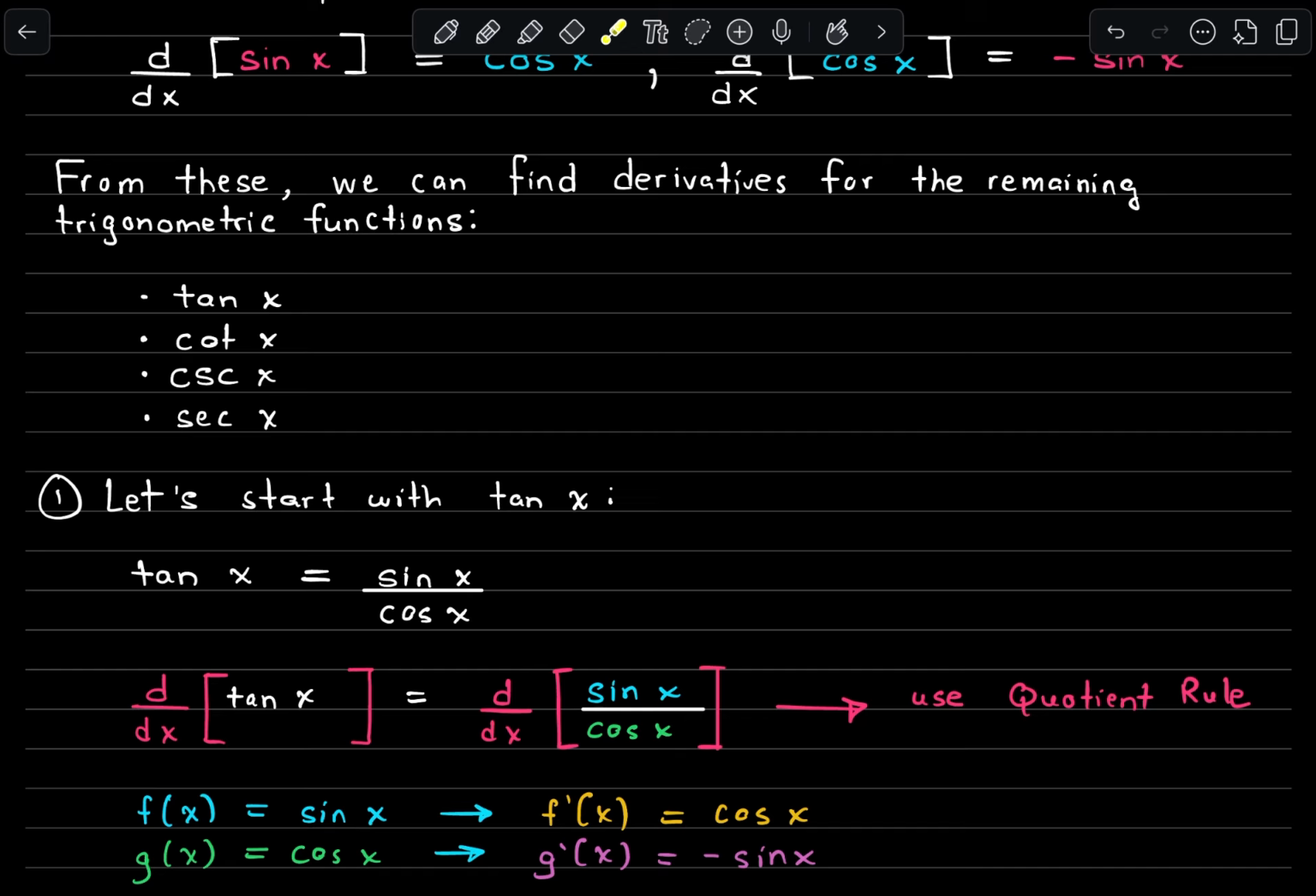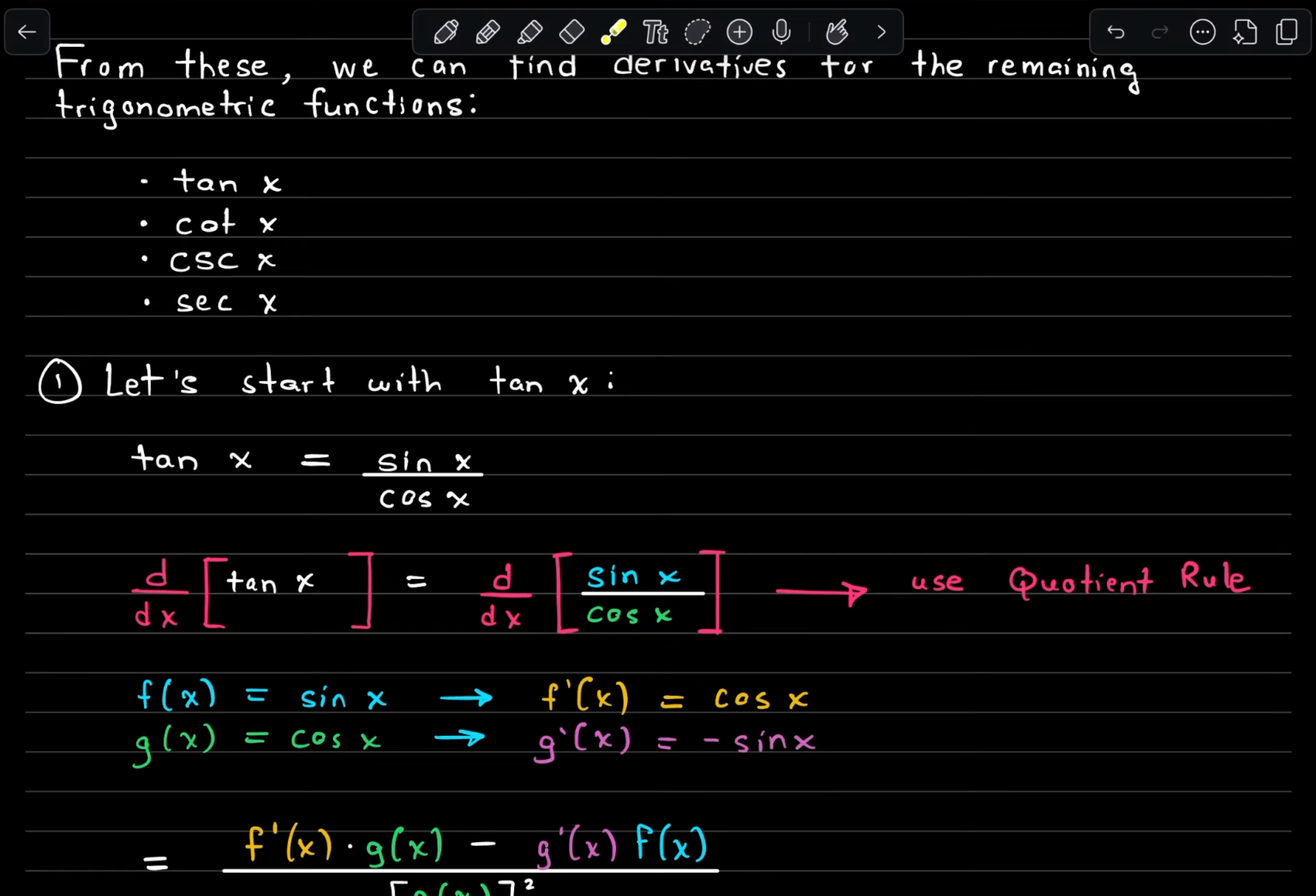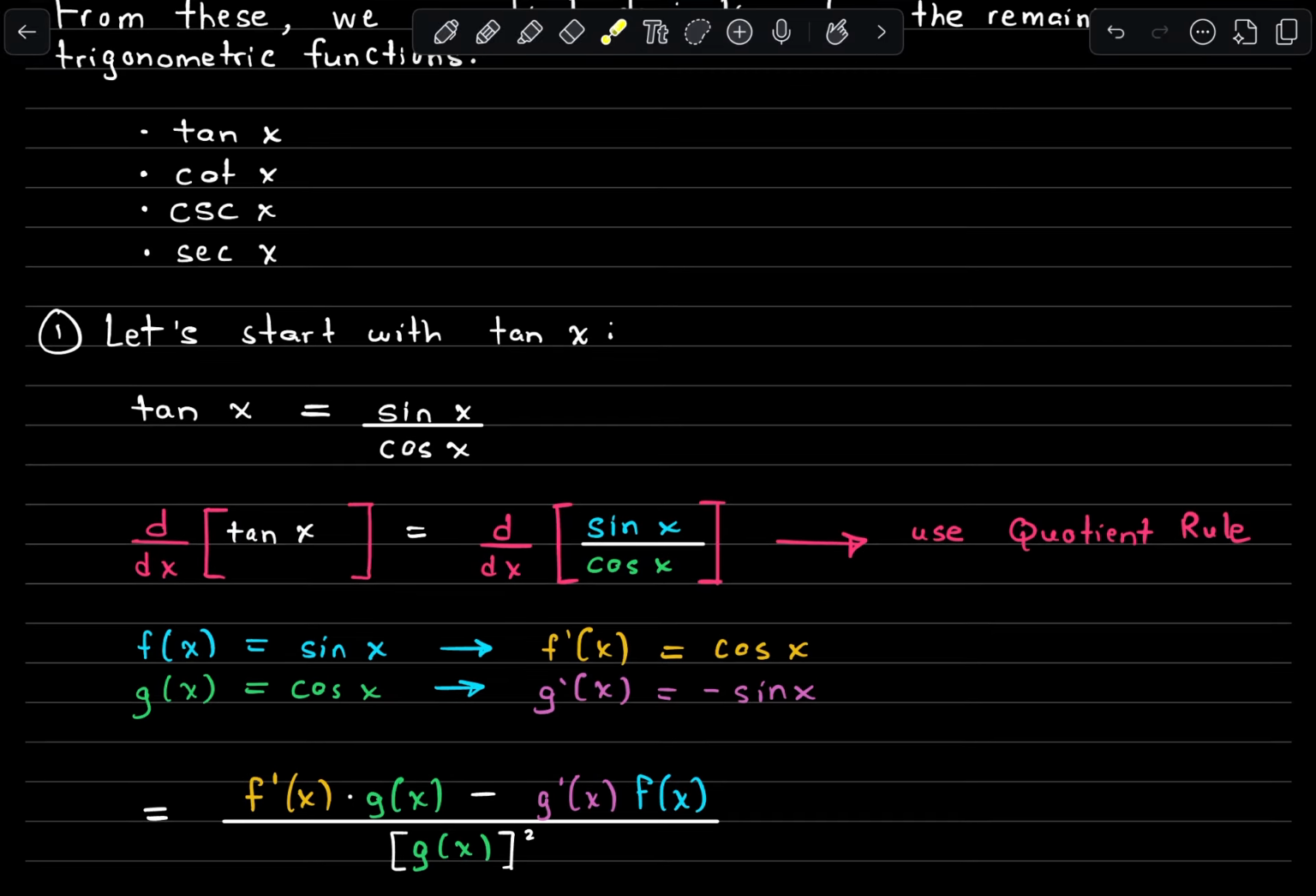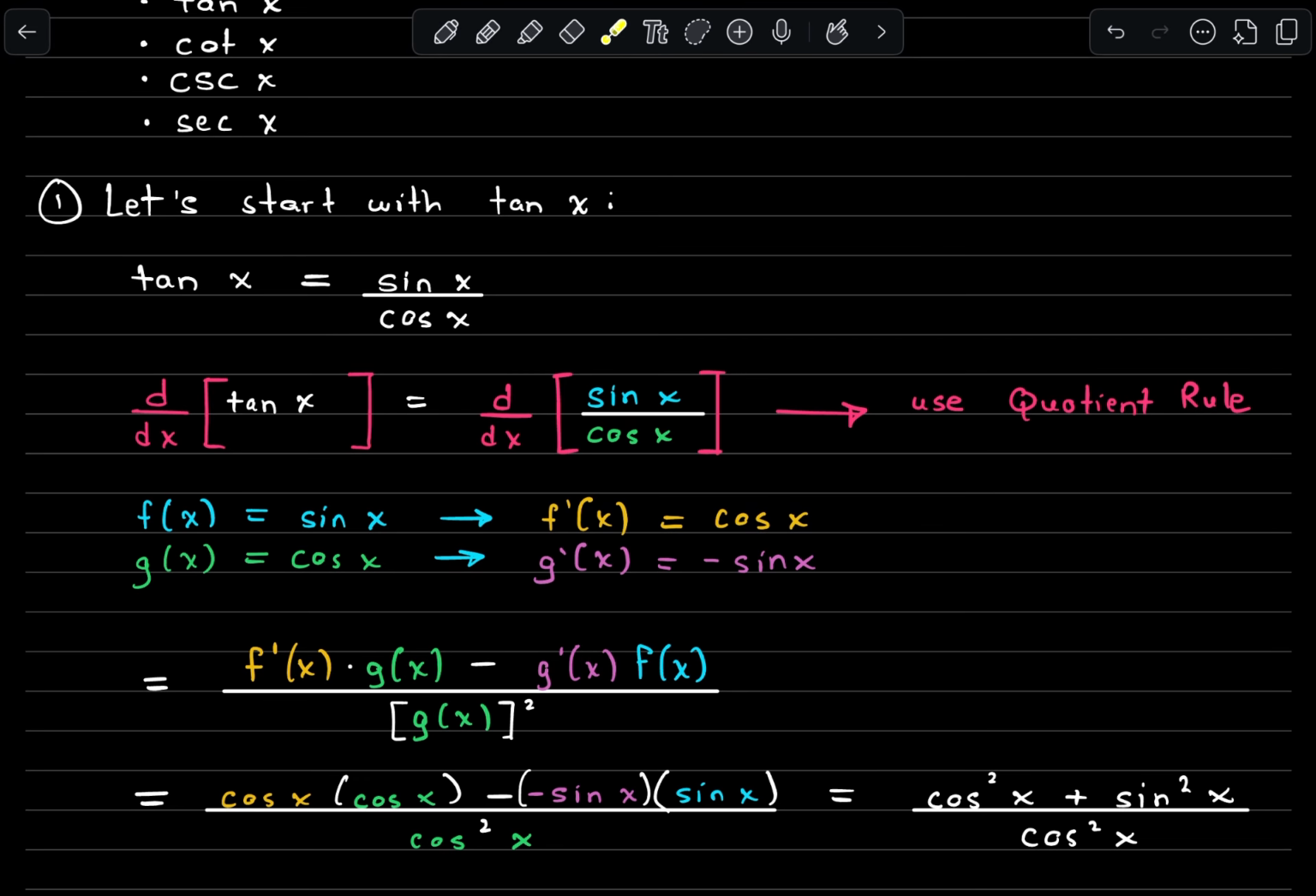And just like our identities up there stated, the derivative of sine of x is equal to cosine. The derivative of cosine is equal to negative sine. Okay, and then we just put those together in quotient rule fashion. As a reminder, that's f prime times g minus g prime times f, all of it divided by g of x squared. We're just plugging in everything into its appropriate spot.